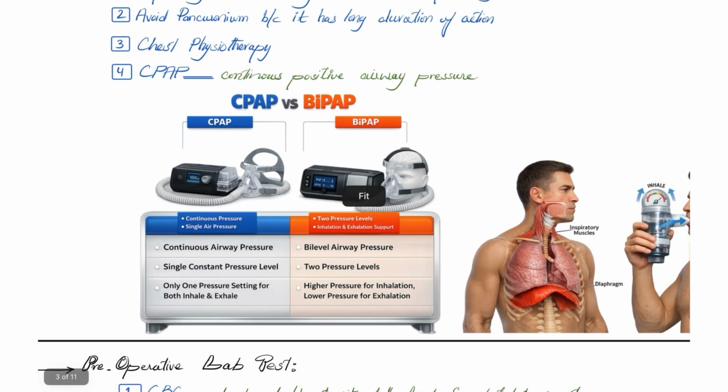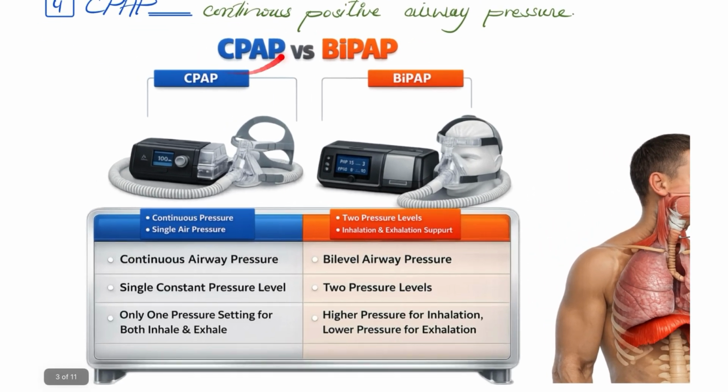Now there are brief differences between CPAP and BiPAP. CPAP stands for continuous positive airway pressure, and there is a single constant pressure level, with only one pressure setting for both inhalation and exhalation. While BiPAP stands for bi-level positive airway pressure, there are two pressure levels, a higher pressure for inhalation and a lower pressure for exhalation.